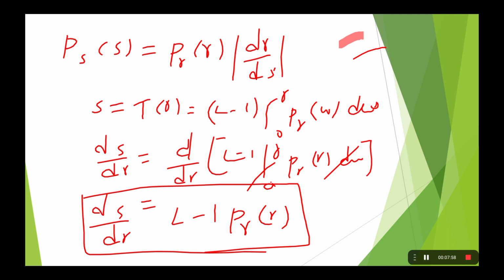Actually, we need dr by ds, but we are finding ds by dr. So if you invert this one, you will get dr by ds. Okay, that is the basic thing we have to remember here.